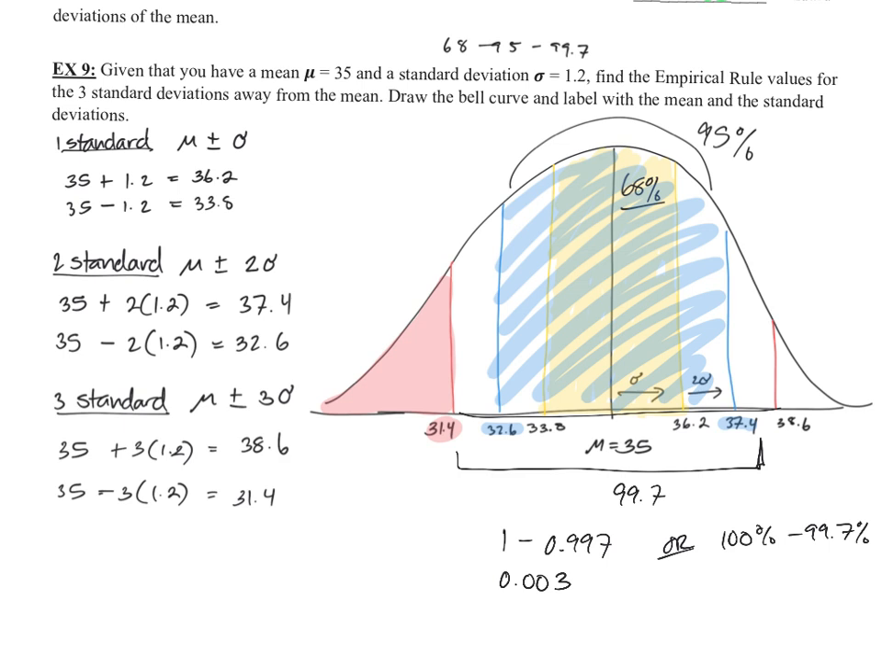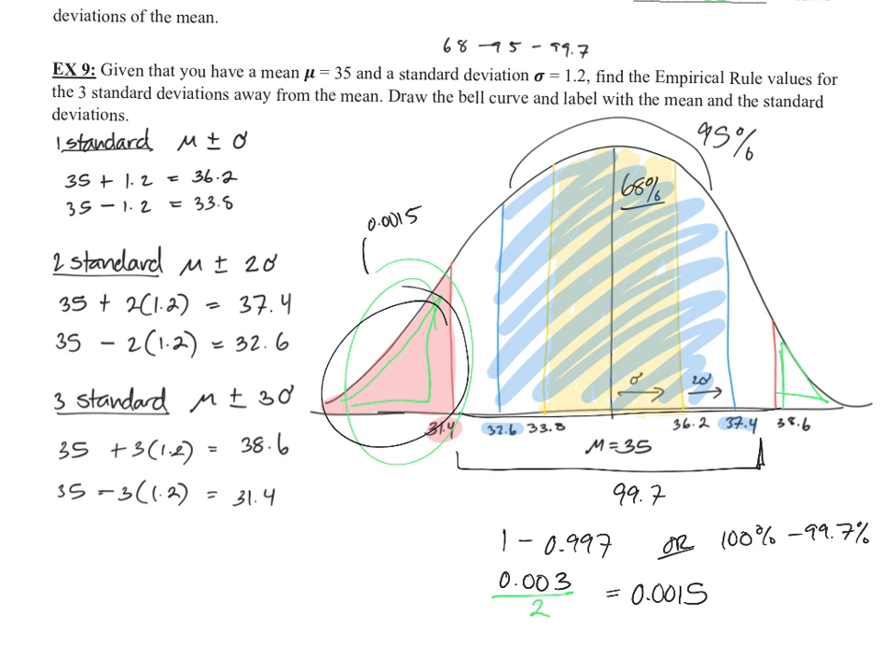So that gives me those outer edges, because we took away that inner percent, and now we're just left with these outer edges here. But I only want half of that outer edge. I want this half. So I'm going to divide the 0.003 by 2, because I just want 1/2. Divide that by 2, and we will get 0.0015, which would be the area of this little area. And if I wanted to make that a percent, that would be 0.15%. So my answer would be 0.15% of my data falls below 31.4.